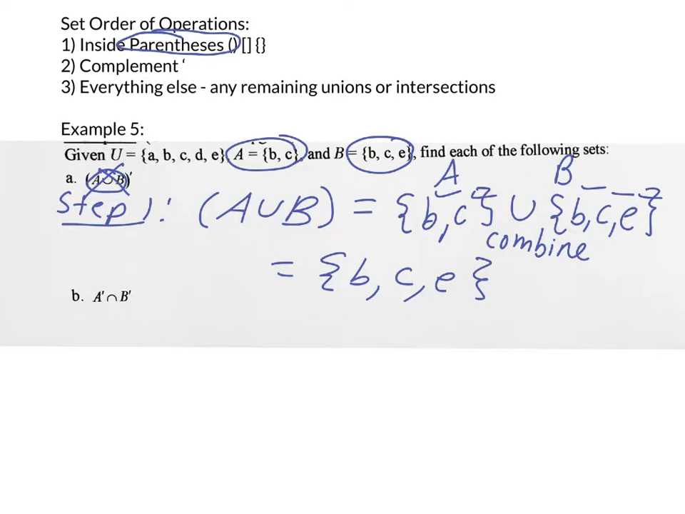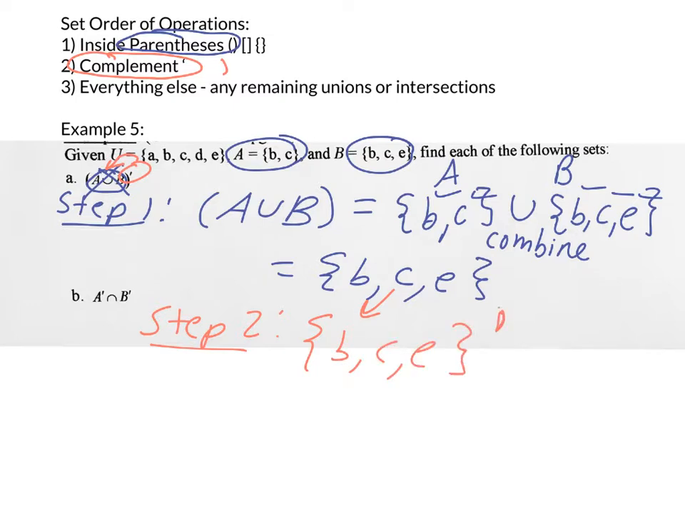Now step 2. Now that we've finished up the parentheses, we look for complement. That's the apostrophe symbol. And there is a complement outside the parentheses, which means you're going to apply the complement to the answer from step 1. You're applying the complement to A union B. Well, we said A union B, if I bring it down, was B, C, E.